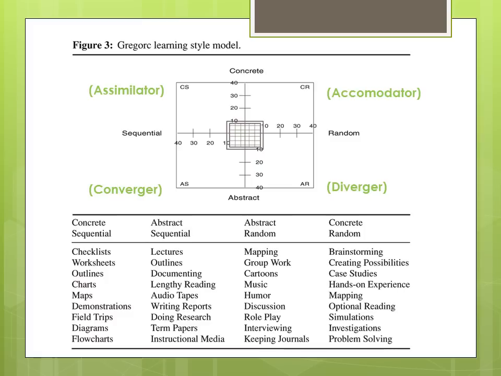In the bottom right quadrant, you have your abstract random. These are going to be similar to your divergers of the previous model. So these are going to be the people that are taking that information and that experience and thinking about how it relates to their life and how it gives meaning to their life. So they're going to be working relationally to figure out those experiences and reflect on that meaning.